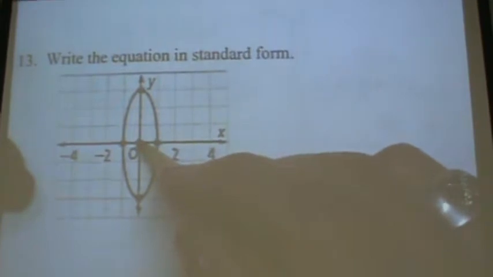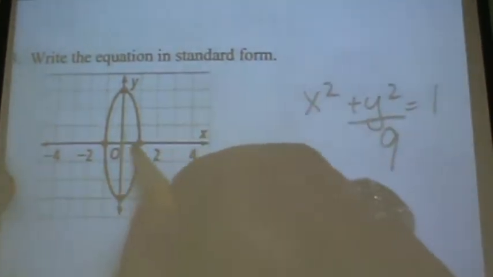And 13. Where's your center? 0, 0. Again, it's elongated on the y-axis, so 3 is your A value, so you're going to put a 9 underneath y, and underneath this is 1. There you go. Done. Next.